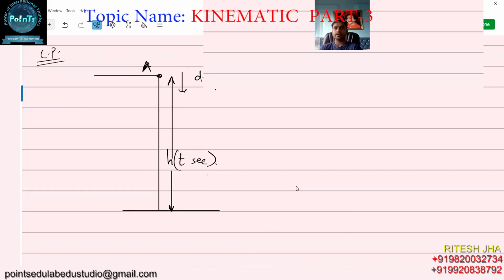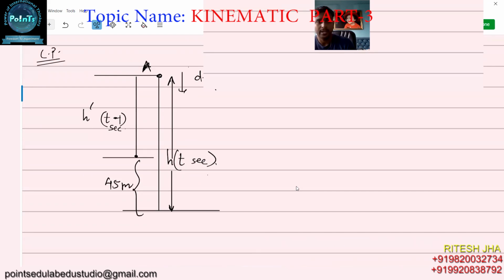But it was observed that in T minus 1 seconds, it had covered H dash, hence up to this particular height. This is H dash. This particular distance is known to us, and this is 45 meters. You have to use a equal to negative 10 meters per second squared and determine the value of T and the value of H. I hope you understood the question.